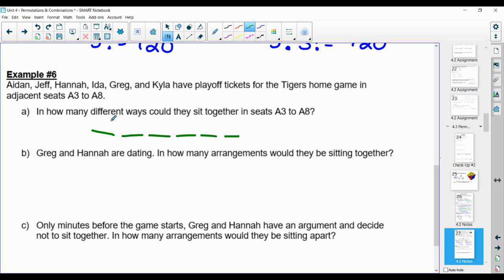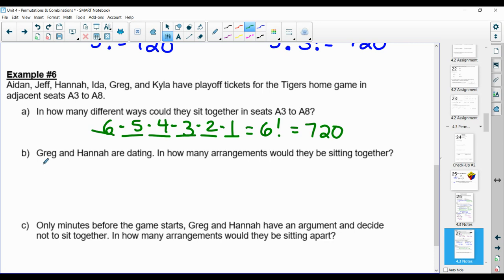So we can use the fundamental counting principle. That would mean we have 6 choices, 5, 4, 3, 2, and 1. Or we can write this out in factorial notation because, again, we're using all of the people and arranging them. So 6 factorial would be 720. But things aren't always that easy. Usually there's some type of restriction.